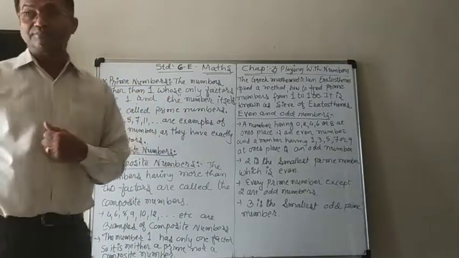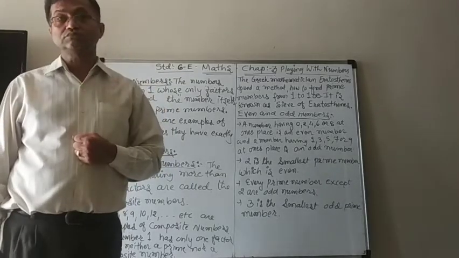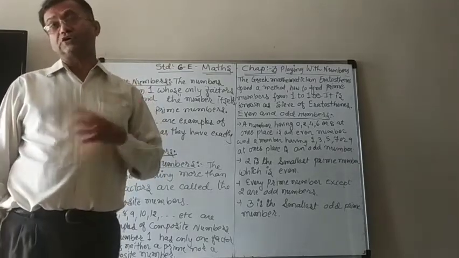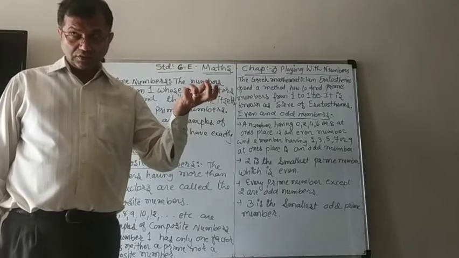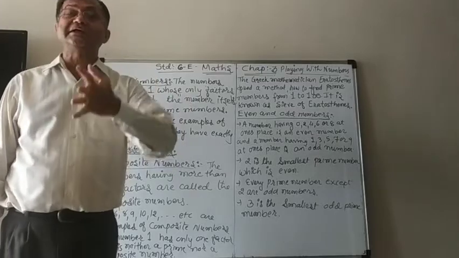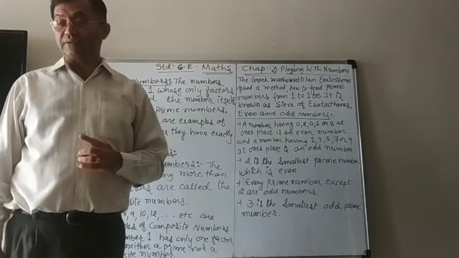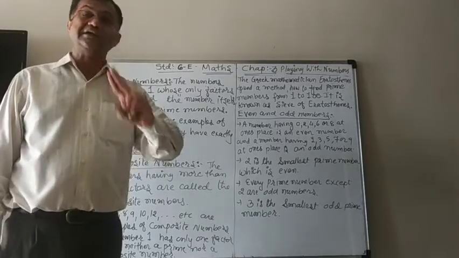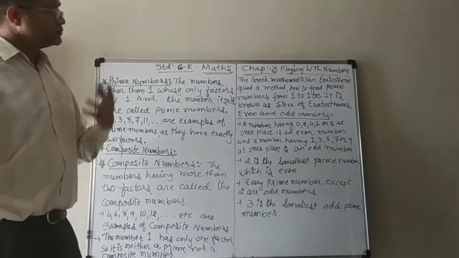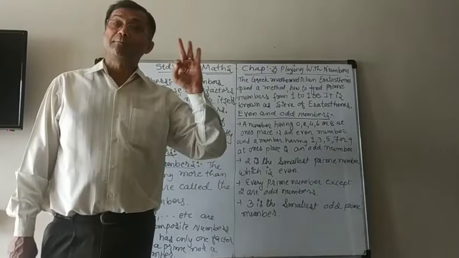Let's check another number. Take the number 11. In which tables do you get 11? In 2, 3, 4, 5, 6? No. Only 11 ones are 11. It means the factors of 11 are 1 and 11. Only 2, the number 1 and the number itself. So we can say that 11 is also a prime number.